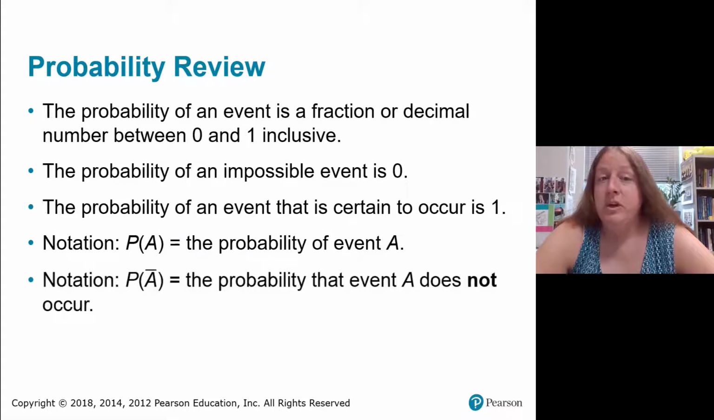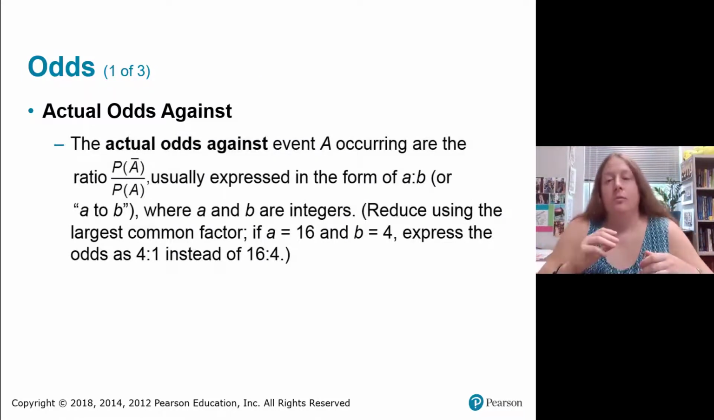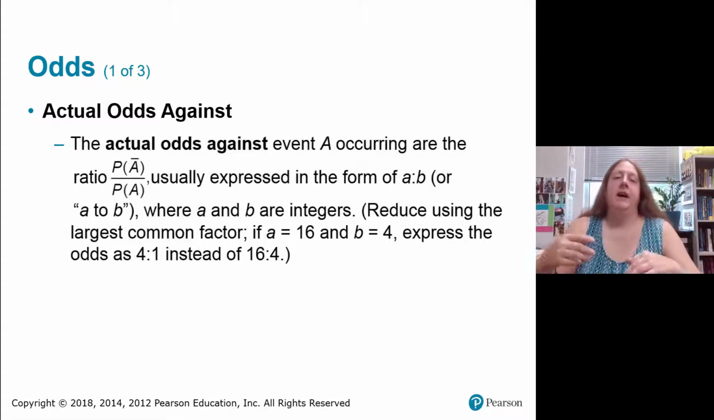For notation, we use the capital P of A for the probability of event A, and the notation P of A with that line over it for the probability that the event A does not occur. So now let's talk odds. There are three types of odds.